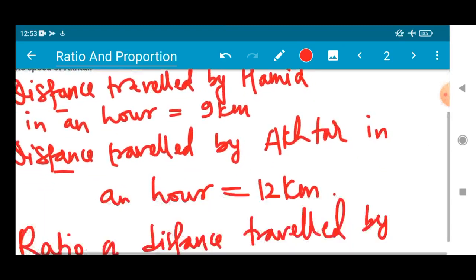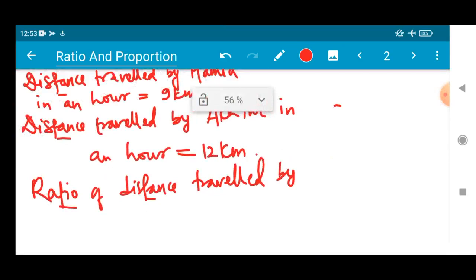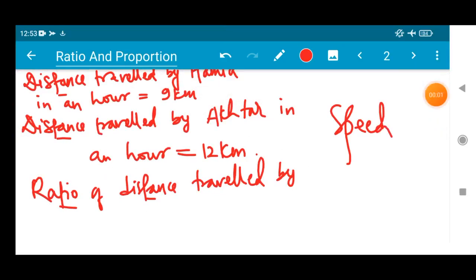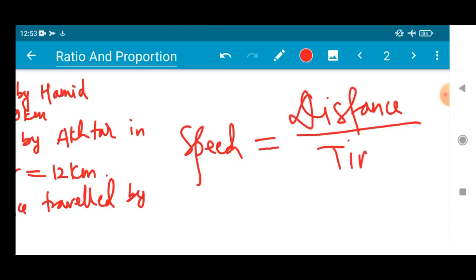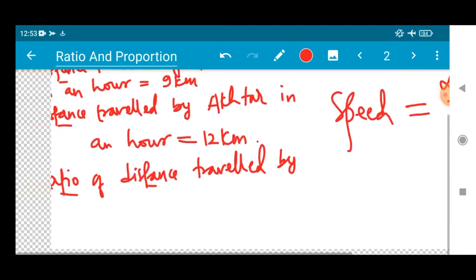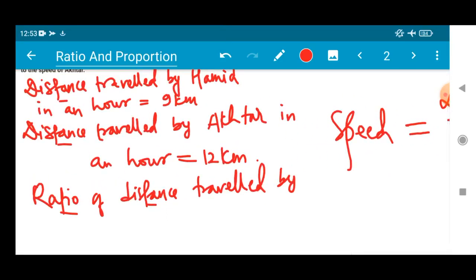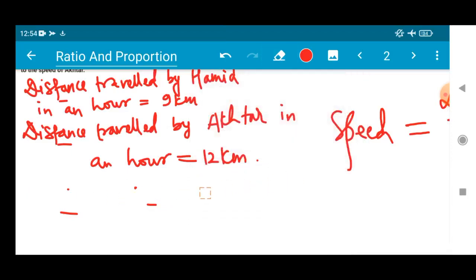Alright, so I guess you know that to find the speed we have one formula, right? Okay, if you don't know, it's okay. I'm telling you, the formula to find the speed is distance divided by time taken. So what is the speed? Okay, let me erase this part.